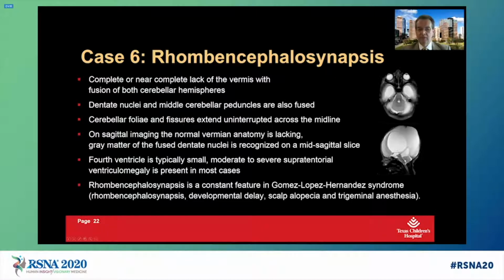The fourth ventricle is typically small, and you usually have a moderate to severe supratentorial ventriculomegaly. Rhombencephalosynapsis may be isolated, but may also be part of a syndrome, the Gomez-Lopez-Hernandez syndrome. We have, in addition to the findings of rhombencephalosynapsis, a developmental delay, scalp alopecia, and trigeminal anesthesia.